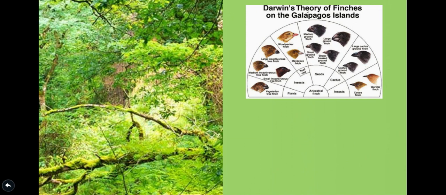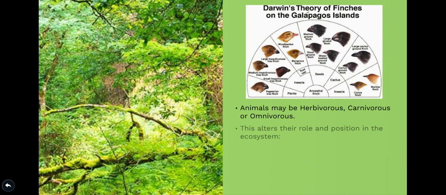Now, if we look at these particular birds, and we can relate this across any type of animal, we have 3 different feeding habits explored in the last lesson: herbivores, carnivores, and omnivores. Depending on the feeding behavior of an organism, this alters their position in an ecosystem. Plants don't necessarily relate to this because plants tend to be producers. They're at the first level. Animals, on the other hand, can be at different positions in that trophic level.